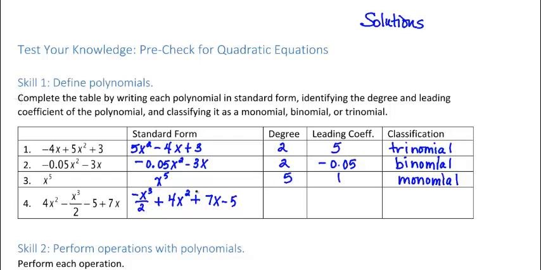The highest exponent is 3, so that is the degree. The leading coefficient, be careful here, negative x cubed divided by 2, that's really a negative 1 divided by 2, so the coefficient is negative 1/2. And there are 4 terms there, so it's not a monomial, binomial, or trinomial. We just call that a polynomial.